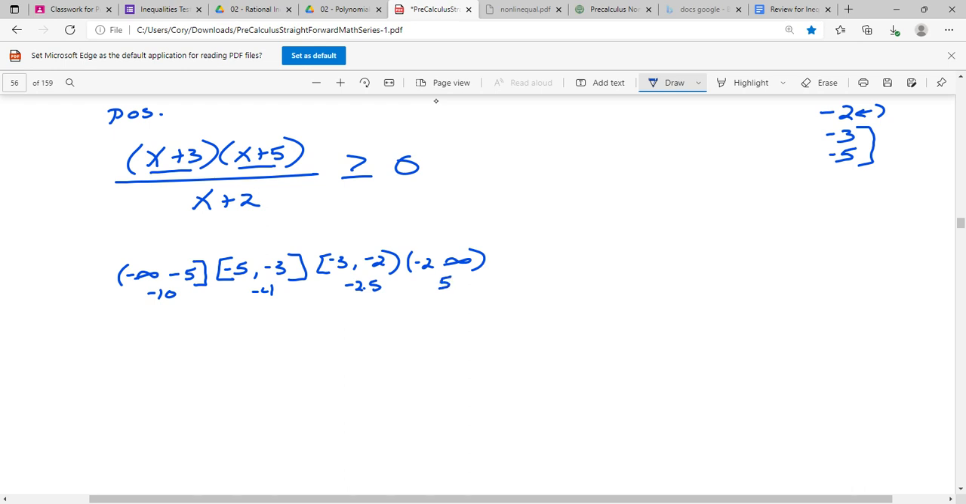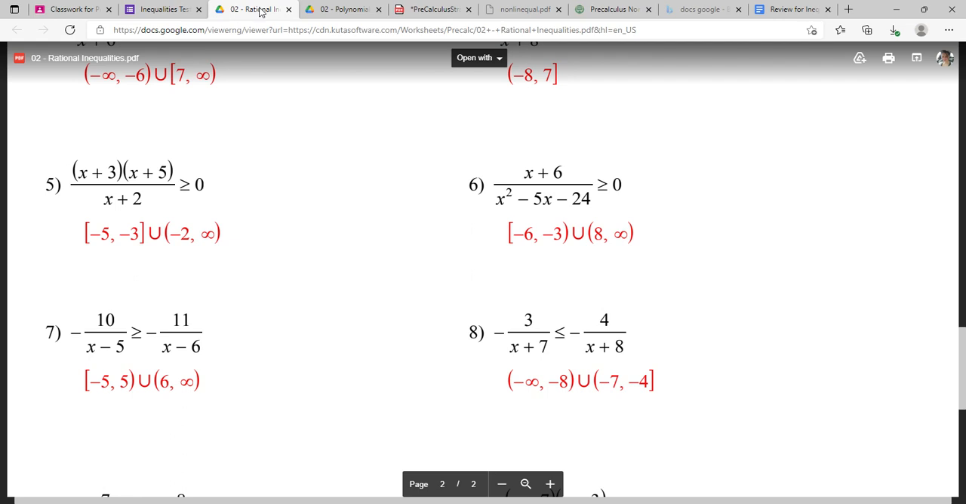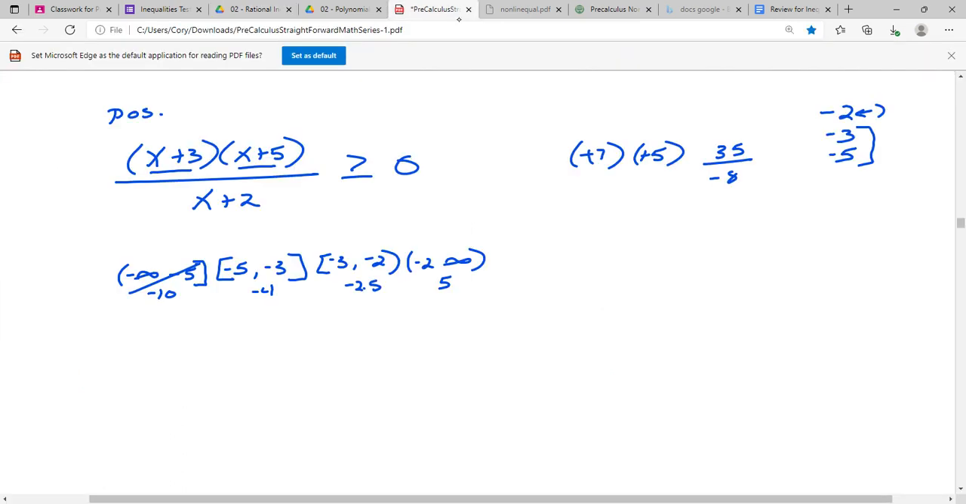Alright, now I'm just going to plug these in. If I plug this one into the top, I would have negative 10 plus 3, which is negative 7. And then negative 10 plus 5 would be negative 5. And then negative 7 times negative 5 is 35. Those negatives cancel, and I'd have positive 35 on the top of my fraction. And negative 10 plus 2 would be negative 8. So that is negative, and I'm looking for positive values, so that one does not work. Double check. Yeah, does not work.